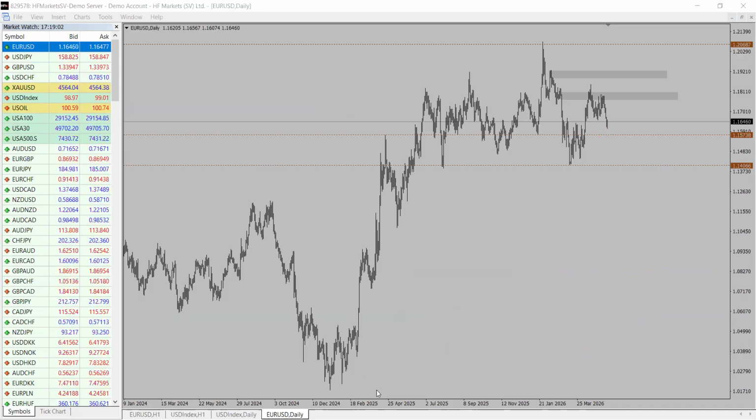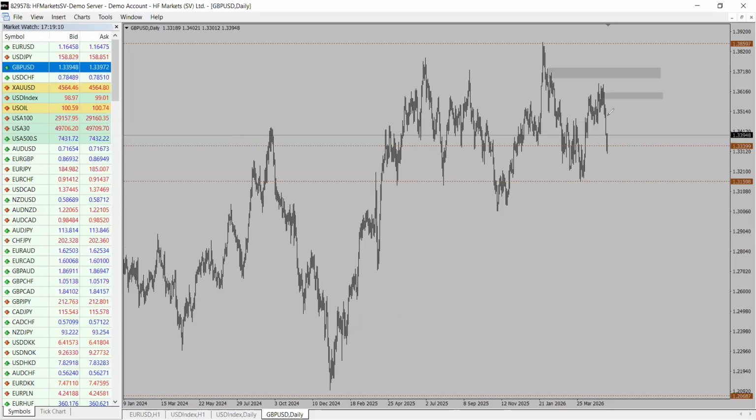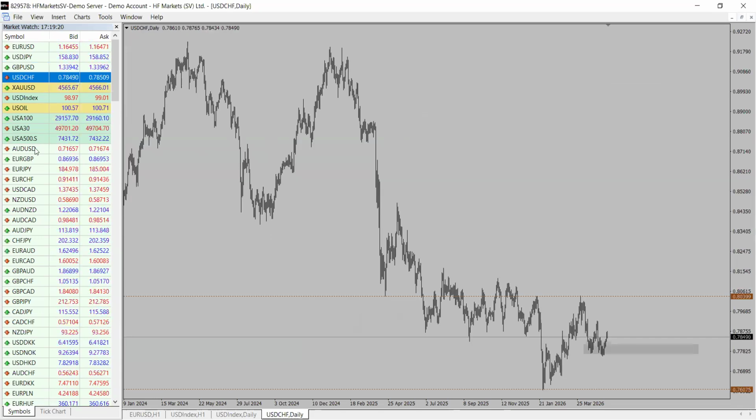But if you look at, as an example, GBP USD, you will notice something. You notice that, yes, indeed, price has hit that area here, just like the USD index. Now, if you look at the USD CHF, you see the same thing. Price has hit that area of interest. I didn't mark it here, but price has also hit the area of interest here where it is presently struggling.